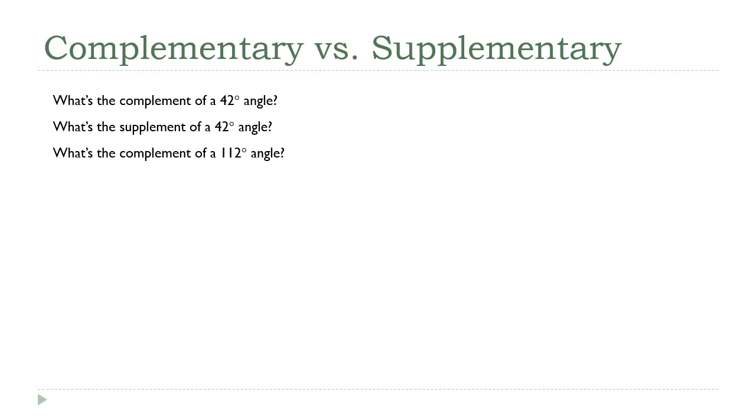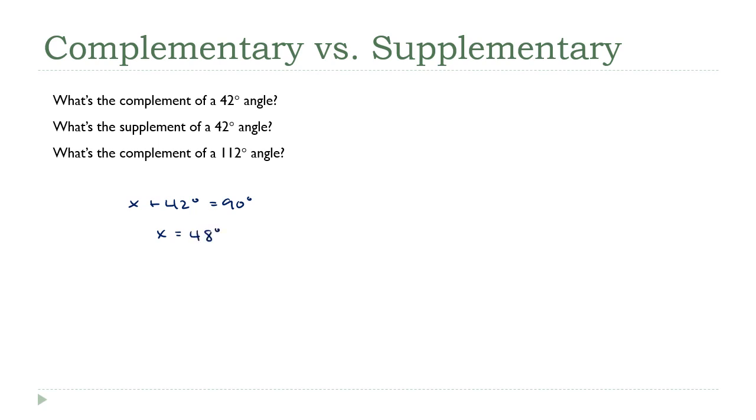So I've got a few quick questions for us to look at here to illustrate these two properties, complements and supplements. The first thing I want to know is, what's the complement of a 42-degree angle? Well, I know complementary angles add up to 90 degrees. So if I let x be the angle that I'm looking for, then x plus 42 degrees has to equal 90 degrees. If we solve this equation, subtract 42 from both sides, we get x equals 48 degrees.